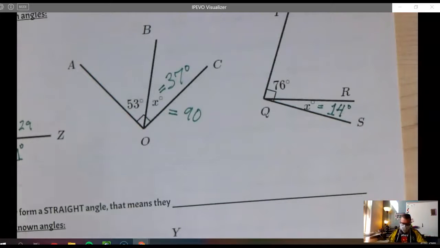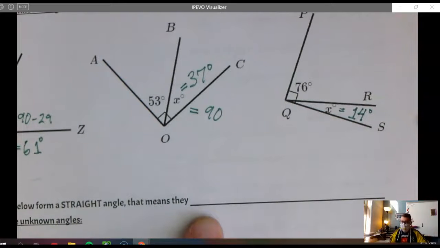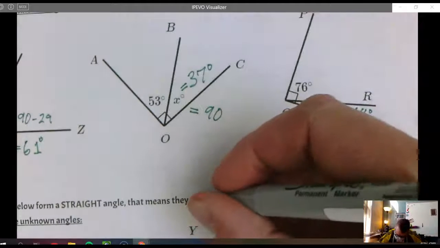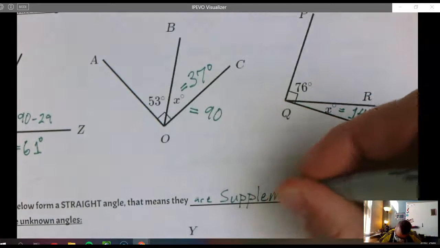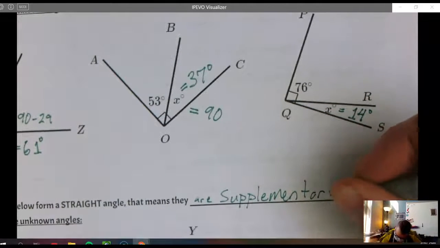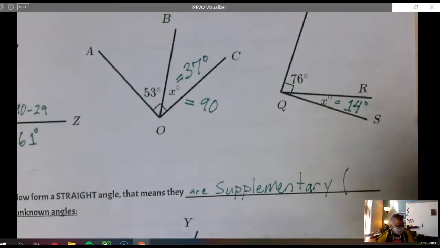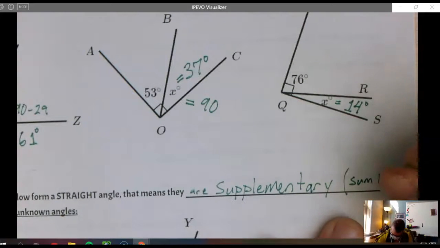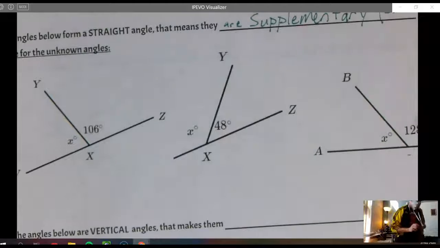Lily, remind us, when two angles make a straight angle, what do we call that? Yeah, they are supplementary. Go ahead and try those on your own. That is probably where we will pick up tomorrow. That does not mean pack up your stuff and keep working while I bring around one.